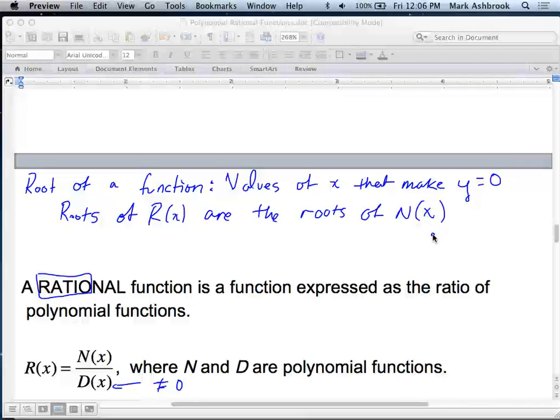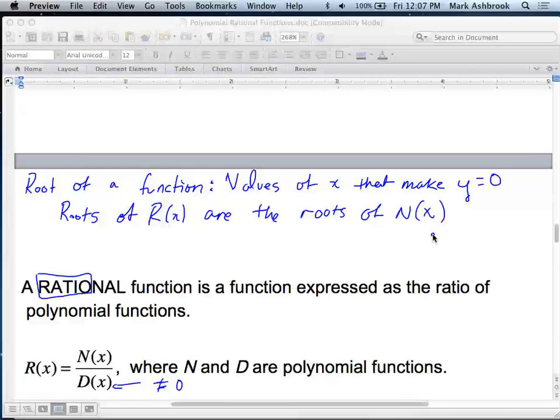What are the values of x that make the numerator 0? That will make the whole fraction 0. A very, very common mistake is that students take all the roots of n and all the roots of d, and say these are all the roots of r. Don't do that. The roots of d are not roots of r. Roots of r are values of x that make that fraction 0. It's only the roots of n. It's only the zeros of n that will make the fraction 0, not the zeros of d.